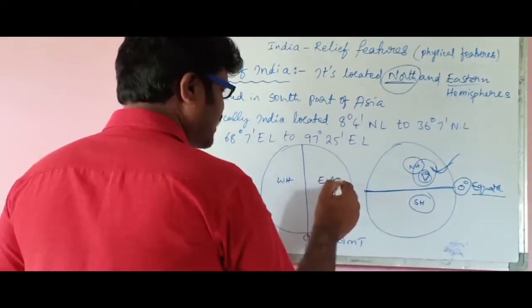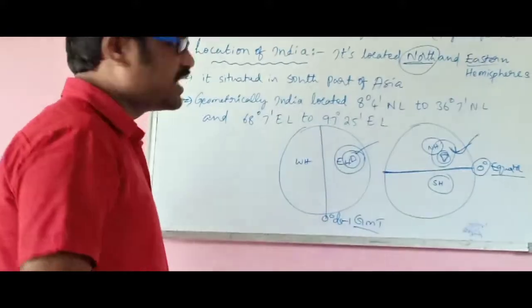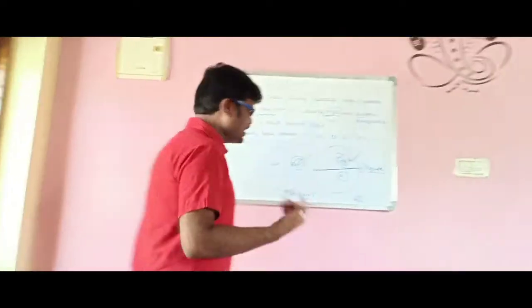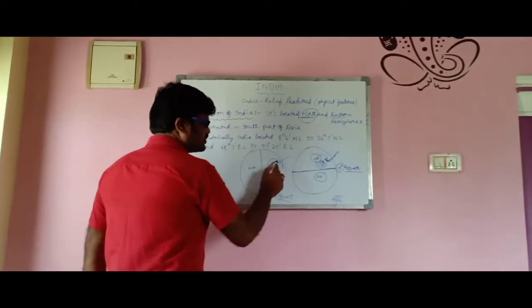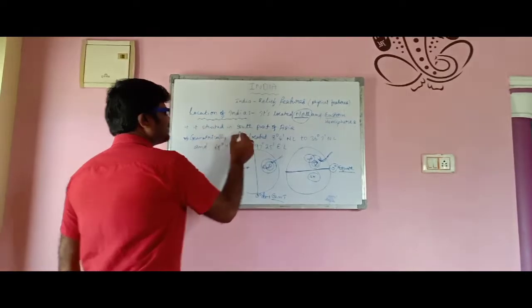So India is located here. It means according to longitude, which hemisphere? Eastern hemisphere. Okay. My first point is it is located in the northern and eastern hemisphere. It is proved. According to latitudes, northern hemisphere. According to longitudes, eastern hemisphere. Okay. And where is it located? It is situated in the south part of Asia.